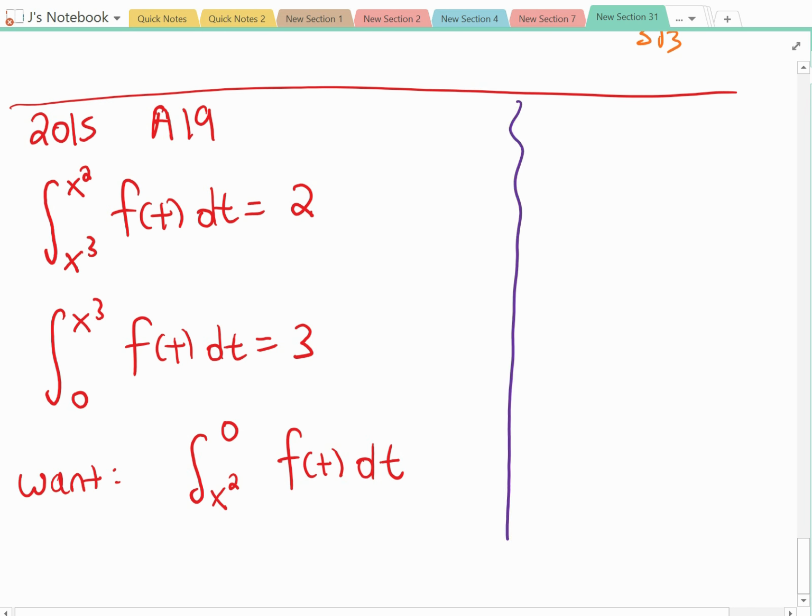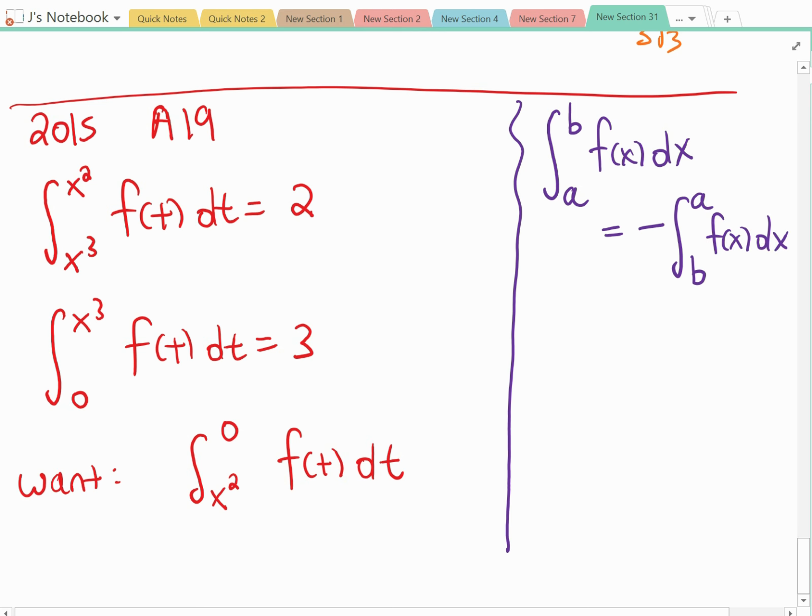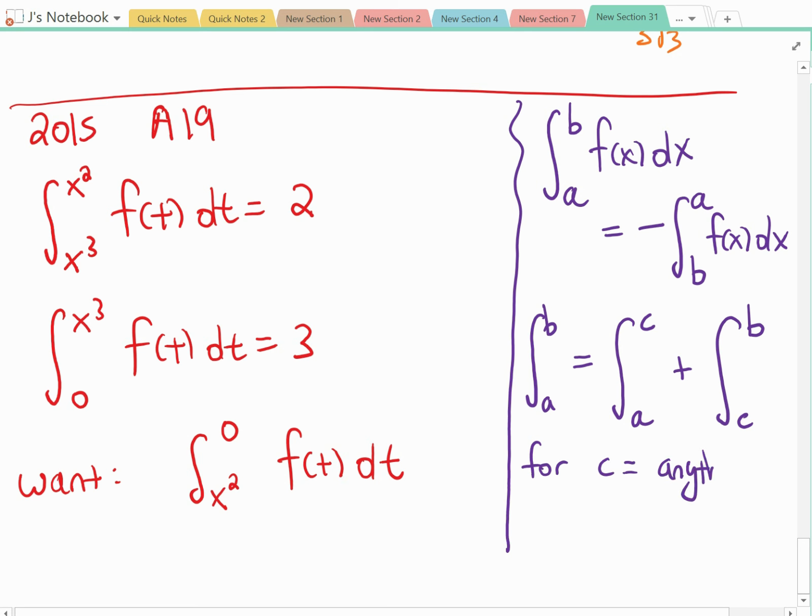So I'm going to write some rules of integration. One rule is the integral from a to b of f of x dx equals the negative integral from b to a of f of x dx. If you switch the bounds of integration, the integral picks up a minus sign. Another rule is the integral from a to b can be written as the integral from a to c plus the integral from c to b, for c equals anything you want. If you're looking for the area under a curve, let's say from 0 to 10, you could find the area from 0 to 3, find the area from 3 to 10, and then add both of them together. Split up your journey at any point in the middle of the integral.